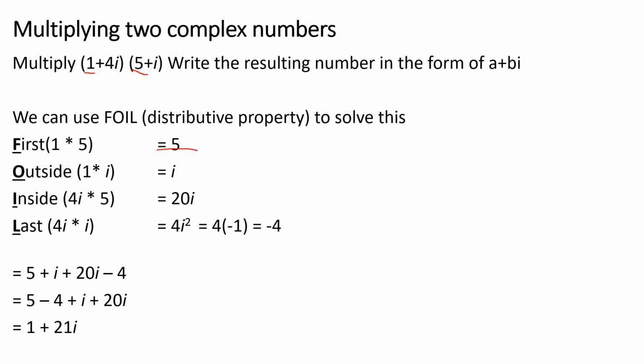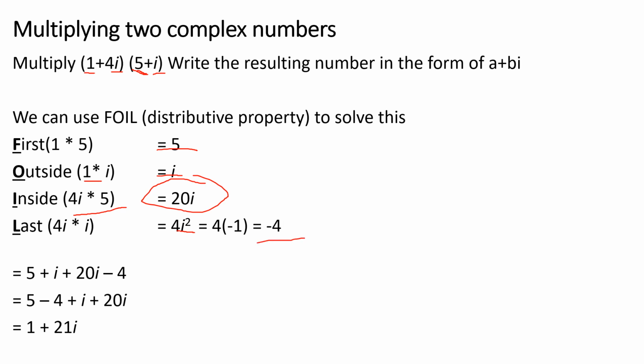And I'll do the outside. 1 times i, right here, is i. And then the inside, 4i times 5, which is 20i. And then the last, 4i times i, and 4i times i is 4i squared. And I'm just going to change my i squared to -1 right here. So 4 times -1 is -4.